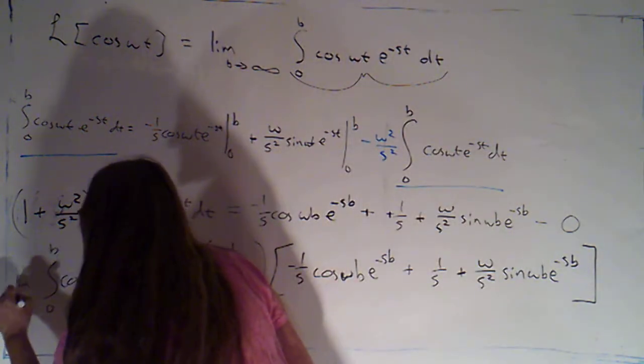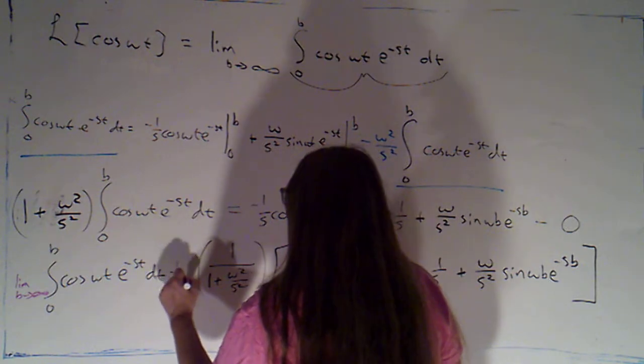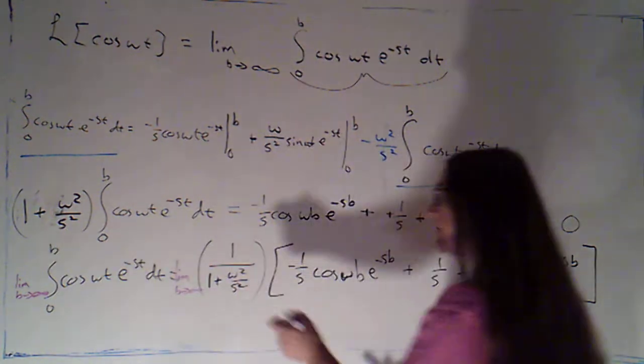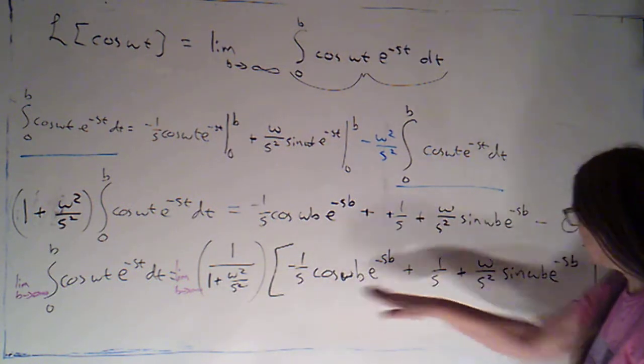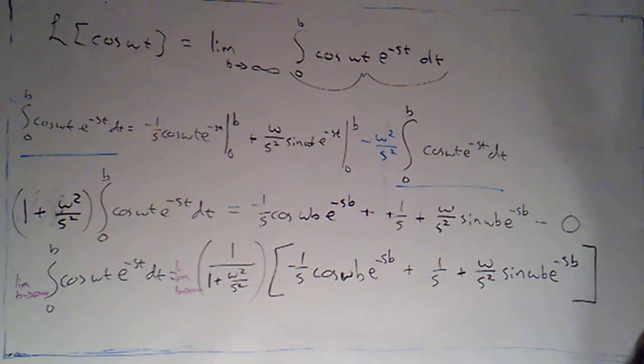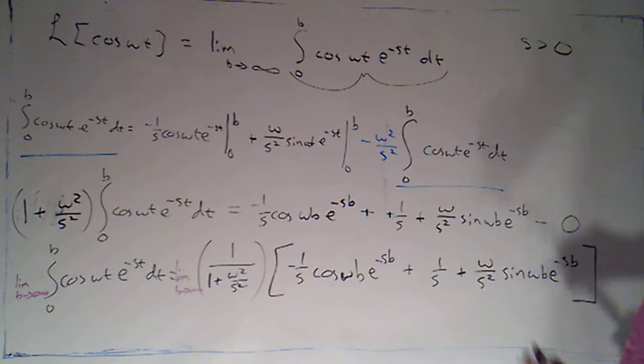If I want to take the limit as b goes to infinity of this side, it's going to be the same as the limit as b goes to infinity of this side. There are no b's here. There are b's here and here. So I need to evaluate these things. Now remember, we stated in the last video that s was going to be bigger than 0.